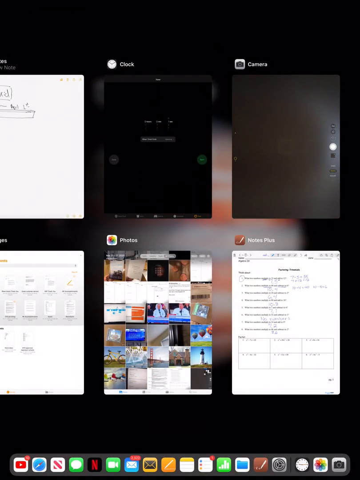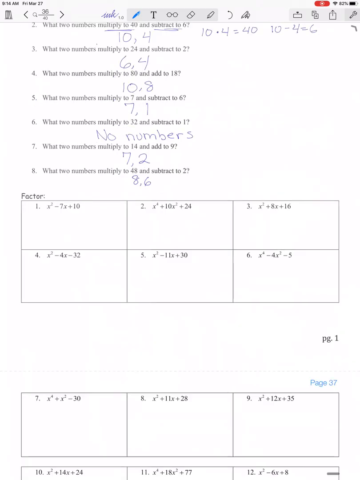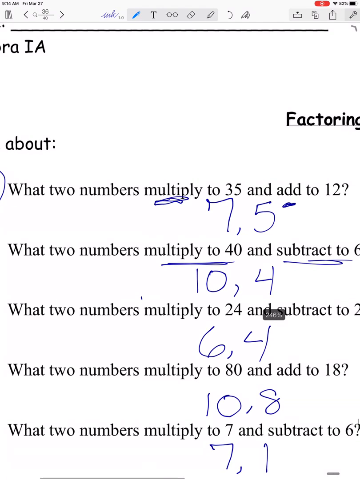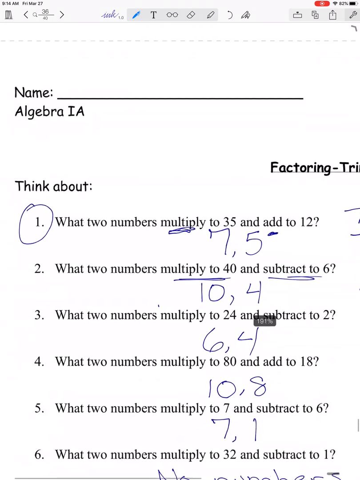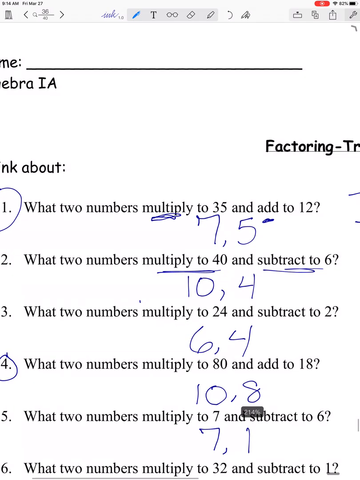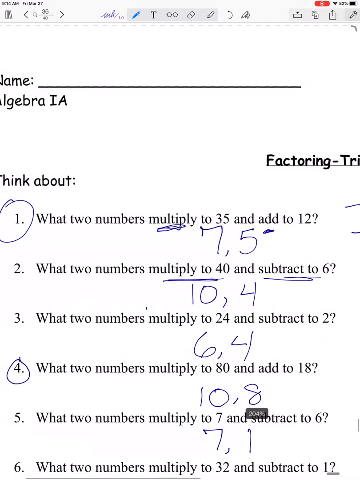So, if you take a look here, I have 7 and 5 as my two numbers, and that's what we have in the calculator. So if we wanted to try one more, let's say number 4, two numbers that multiply to 80 and add to 18.